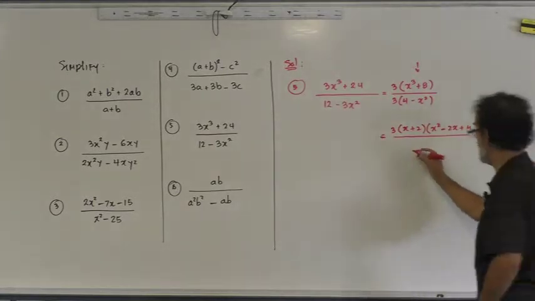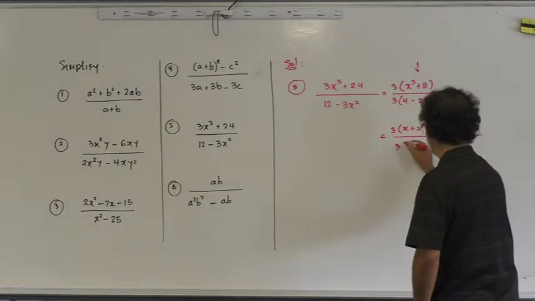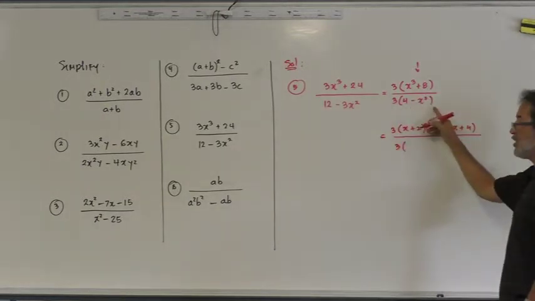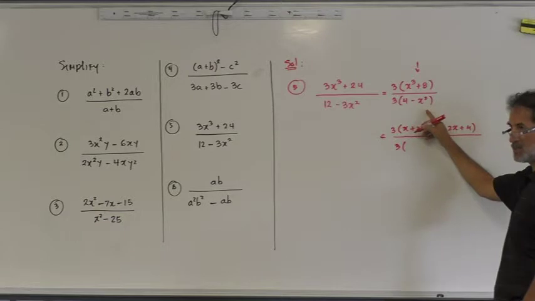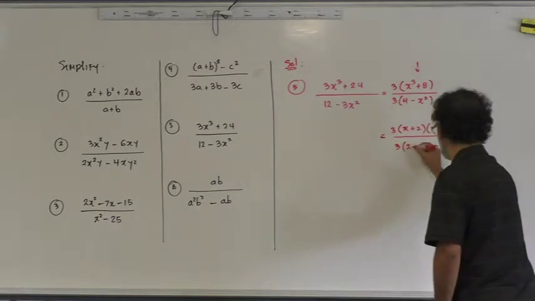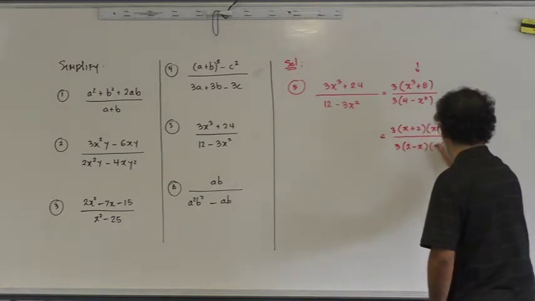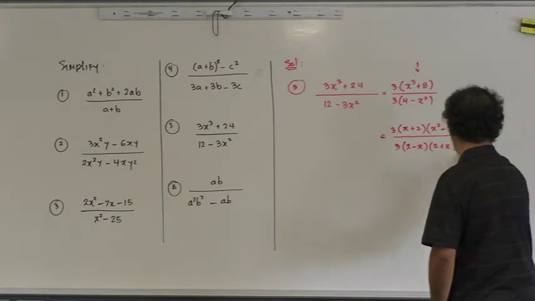Okay, and then at the bottom we have 2 minus x squared. This is the difference of two squares. So this is the same as saying 2 squared minus x squared. So we're going to have 2 minus x, and then 2 plus x, like that.